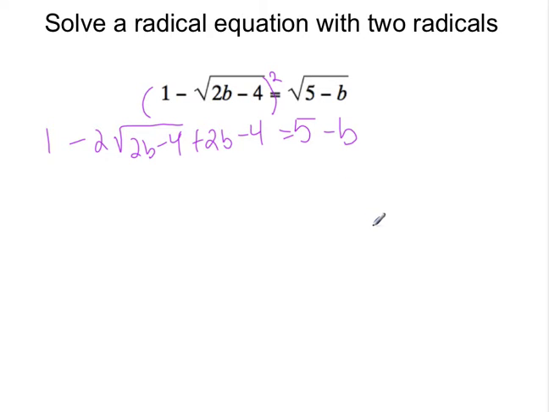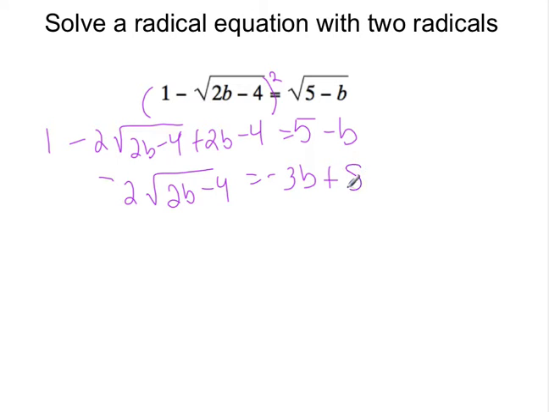My next step is to isolate the square root again. So I am going to bring all my terms over to the right hand side except the minus 2 square root of 2b minus 4. So I'll leave this over here on my left. And I'm going to subtract 2b, and that will give me minus 3b. And 1 minus 4 would be minus 3, so that means I need to add 3 to both sides, and that gives me plus 8.